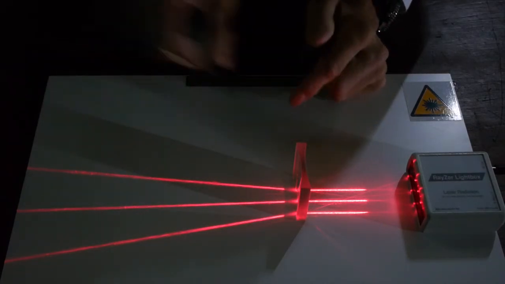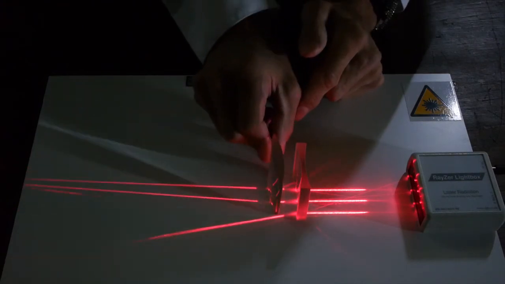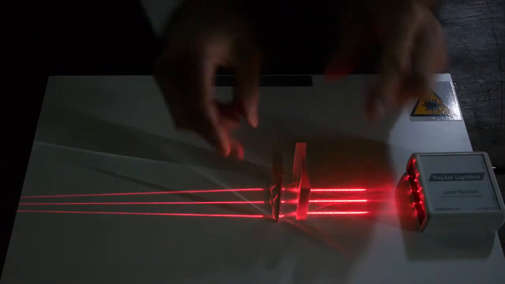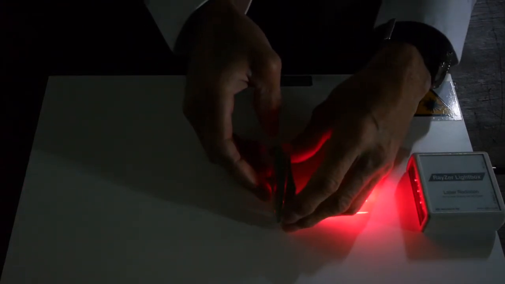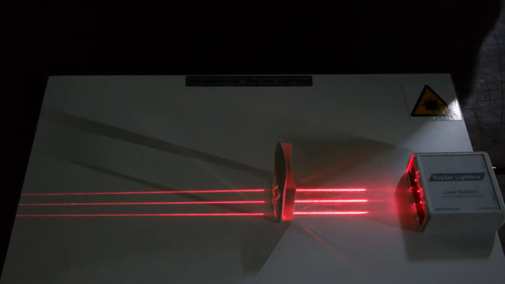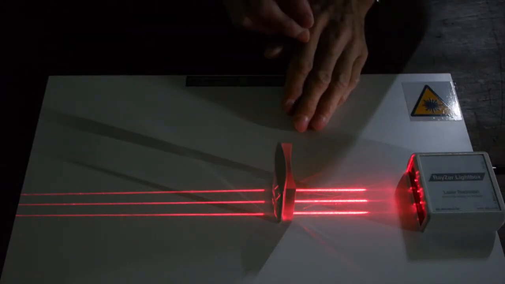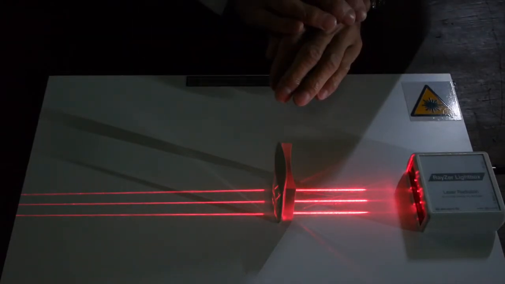It's interesting to think what might happen if I put the convex one in as well. Well, we'll have some bending outwards and some bending inwards. And if I push them together, if they both have the same power, but one bends outwards, a negative power, and one bends inwards, a positive power, we're back to where we started.